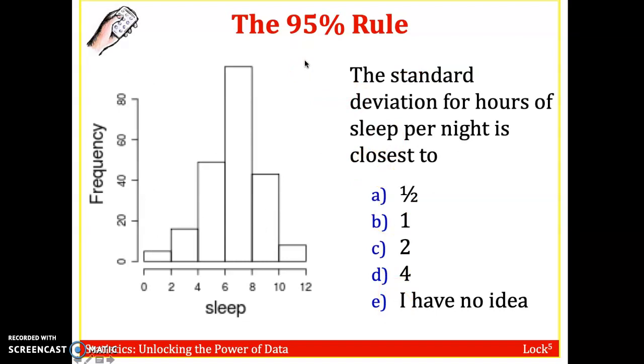Okay, so what if we try to work this backwards? Here we have a distribution that's fairly bell-shaped, symmetric and unimodal. Can you estimate the standard deviation for hours of sleep per night? We can't get an exact answer, but out of these 4 options, plus that I have no idea, the best guess here is going to be 2. The exact value is 2.03, but we would need the actual data set to compute the actual value. But how do we get that?